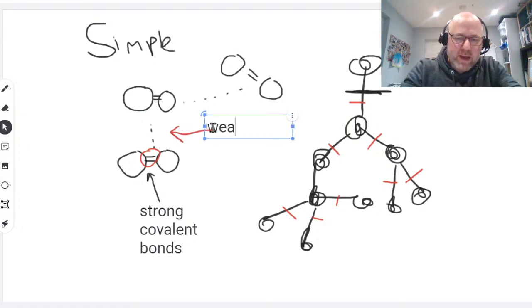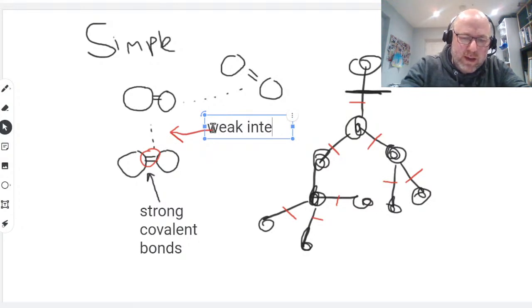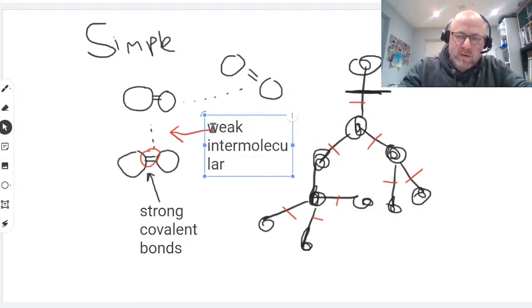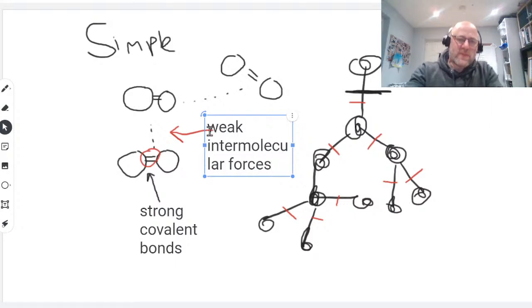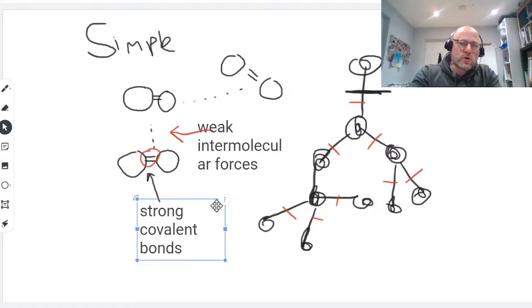We want to talk about breaking weak intermolecular forces. When you're melting or boiling oxygen, you are not breaking the strong covalent bonds. You are only breaking the weak intermolecular forces. So don't ever talk about weak bonds.